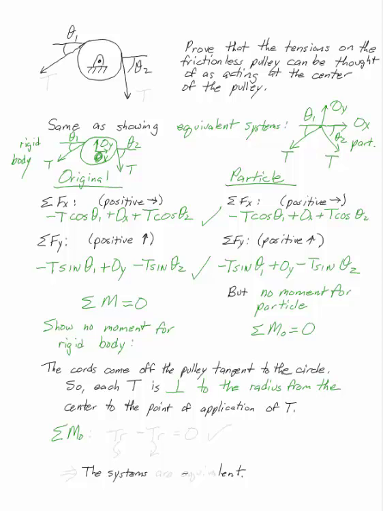So if I take the sum of the moments, I can do that with the scalar method. Looking at the one, for example, on the left here, I just get T times R, and this will tend to spin me counterclockwise. If I look at the other T, I have T times R, except that I'm now going clockwise. So I'm going to have one minus the other. Both OX and OY go through the point O, so that's all I have.